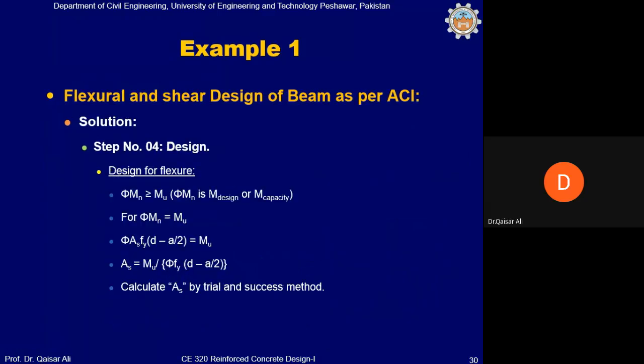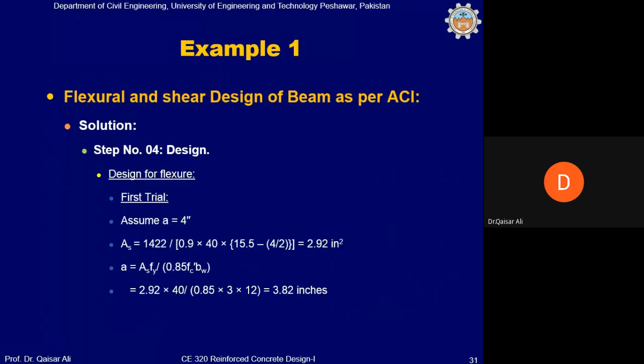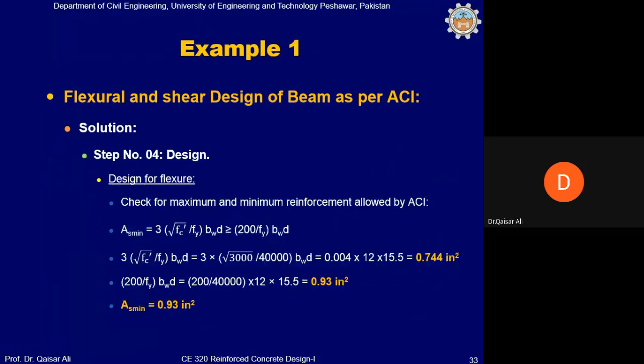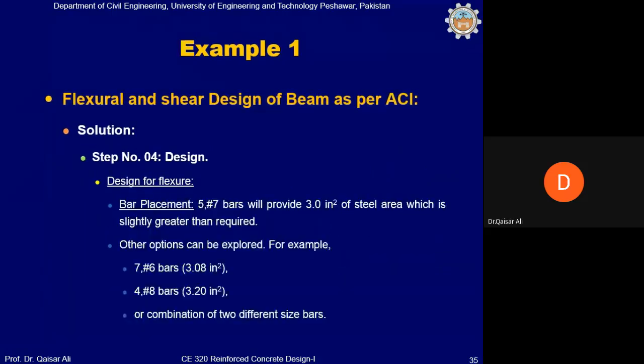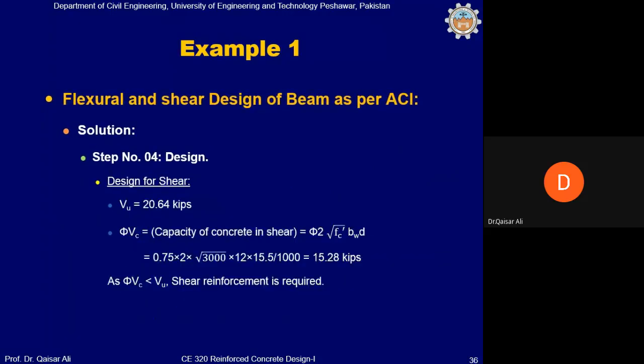Then you will calculate the flexure. I will skip this part because this flexure design, you have already done. The shear part. In the shear part, Vu is 20.64 kip, phi Vc is 0.75 times 2 root fc prime bw d, which is 15.28 kip. Phi Vc is 15.28, this is less than 24 kip, so we have to design this.